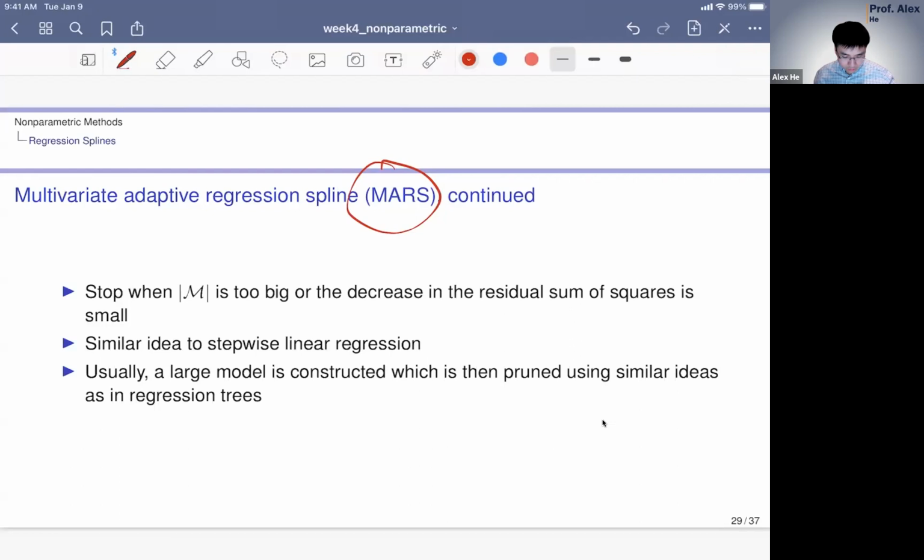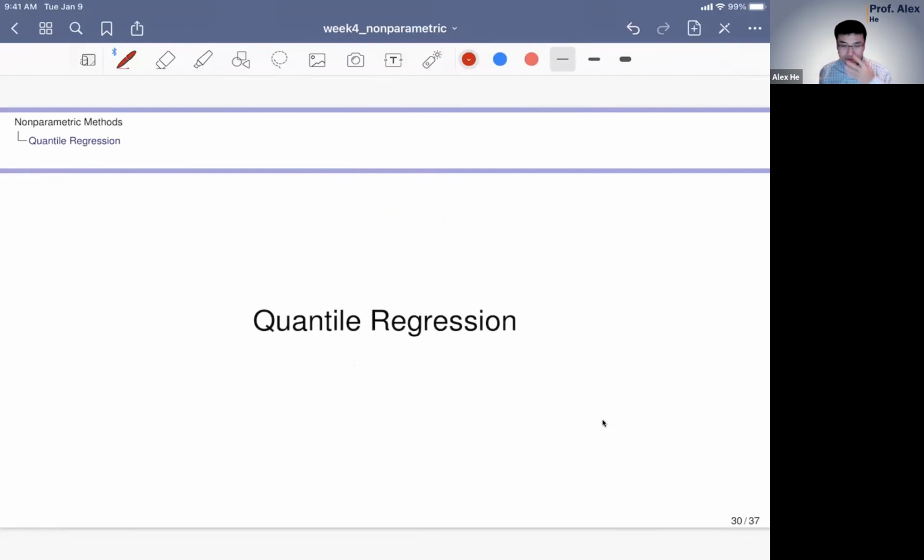Okay, so now let's move on to the last part. This is actually not a non-parametric method, so it's a little different from the first two things we talked about. It's not estimating y as a function of x, but rather estimating a different outcome. This is called quantile regression. By its name, it wants to estimate the quantiles of y instead of just the average y.